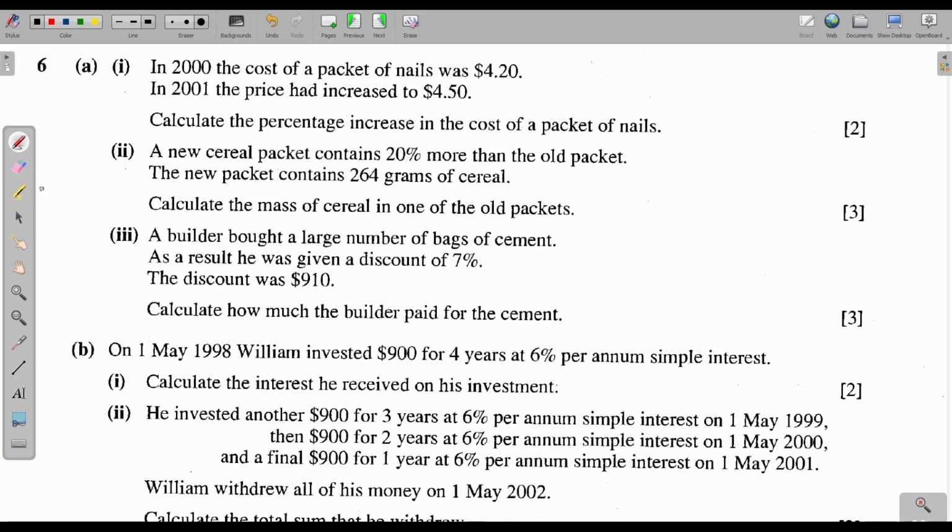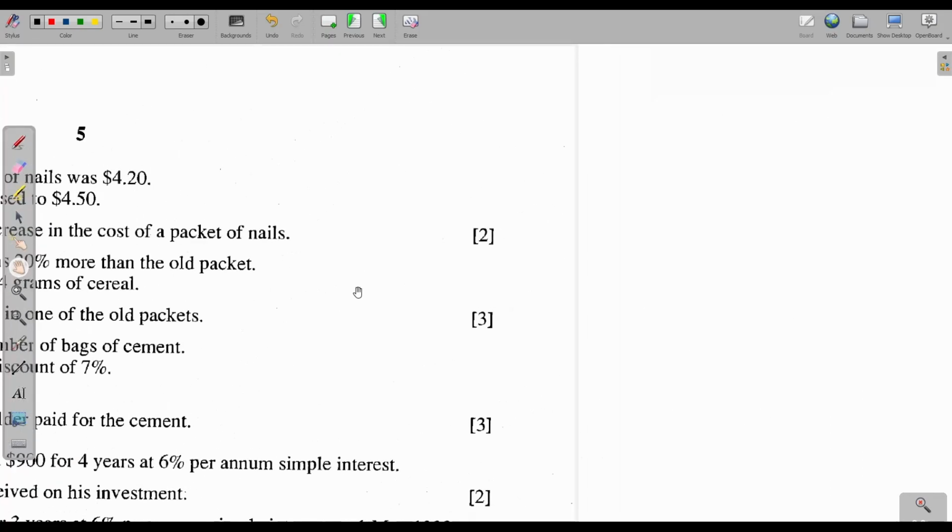Calculate the percentage increase. So the percentage increase for price is just the change in price over the original price, right? I don't think I spelled original correctly, but that's okay. Over the original price into 100, since it's a percentage.